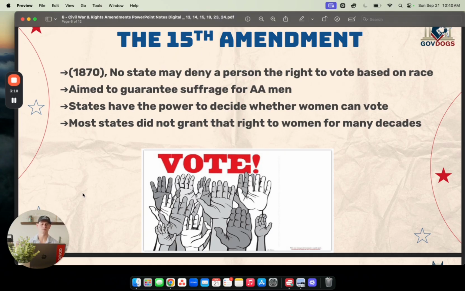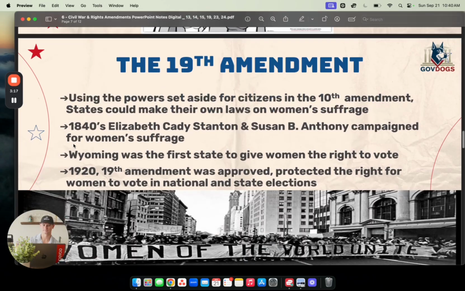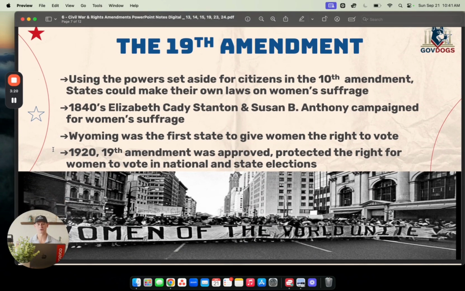States have the power to decide whether women can vote, and most states did not grant that right for women for many decades until 1920, like we talked about. So the 19th Amendment used the power set aside for citizens in the 10th, basically allowing states to make their own laws on women's suffrage, or women's right to vote. In 1840, Elizabeth Cady Stanton and Susan B. Anthony campaigned for women's suffrage. They are known as suffragists. Wyoming was the first state to give women the right to vote. And in 1920, the 19th Amendment was passed, and this gave rights to American women and allowed them to vote.